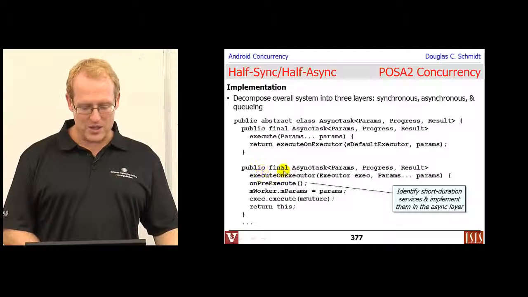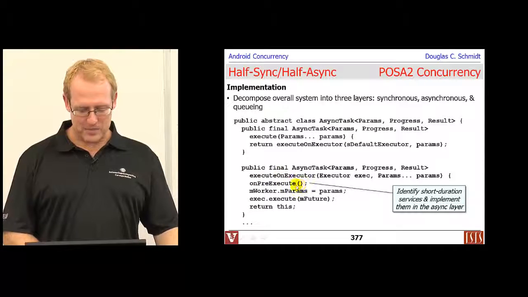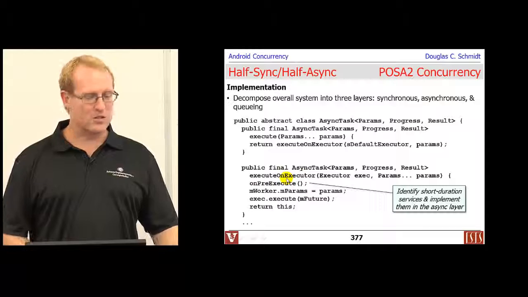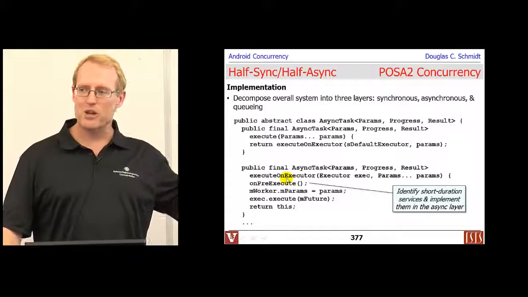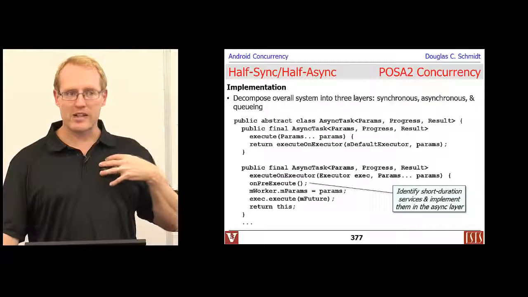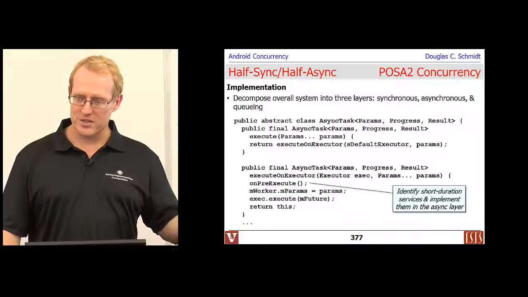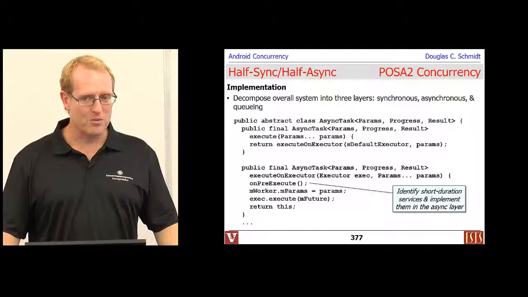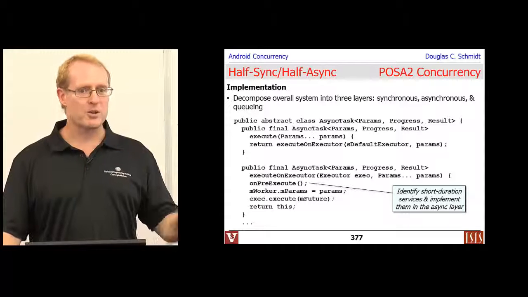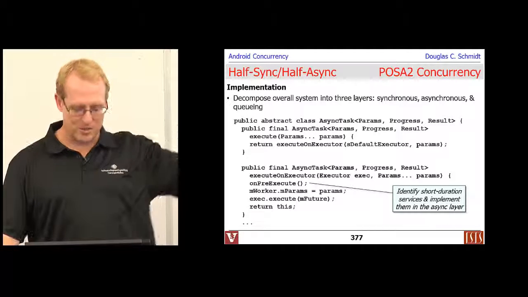And then execute on executor does the following. So it turns around and it does a bunch of stuff, and it calls on pre-execute. So keep in mind, we are in the user interface thread of control at this point. The execute on executor method calls on pre-execute. So that's where that pre-execute hook gets called back.